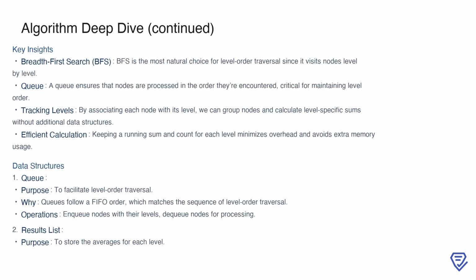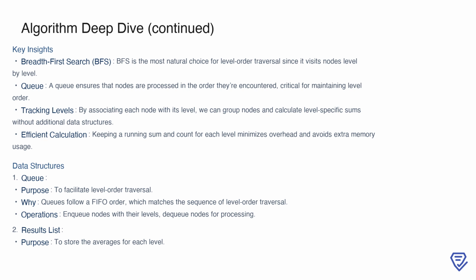The BFS approach is particularly well suited for this task because it processes nodes level by level, which aligns perfectly with our goal of calculating level-specific averages. A queue is critical here, as it ensures that nodes are processed in the exact order they appear in the tree. By associating each node with its level, we can systematically group nodes and calculate sums without needing additional data structures. This makes the algorithm both efficient and easy to implement.